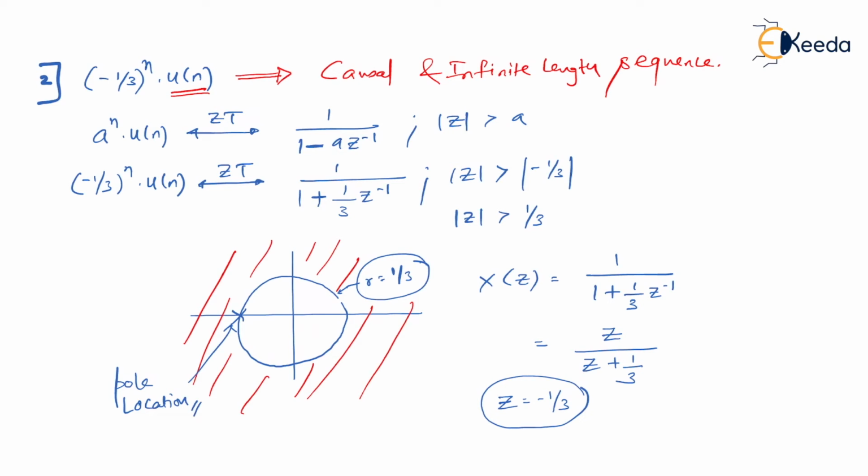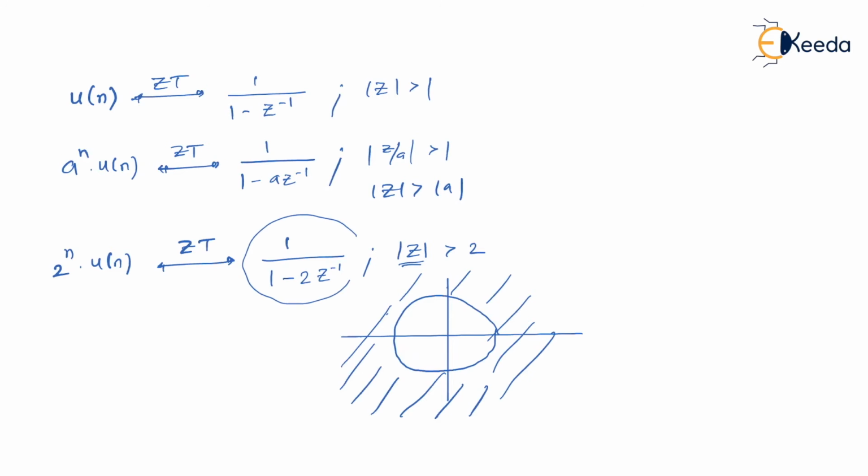And I could do this in the last problem also. Just pay attention. So this was our x of z, am I right? So x of z was 1 upon 1 minus 2 z inverse. Now if I multiply and divide by z, it will be z upon z minus 2. And if I equate the denominator to 0, I must get a pole, and the pole is equal to what? 2. If it is positive 2, then I must mark it over here.